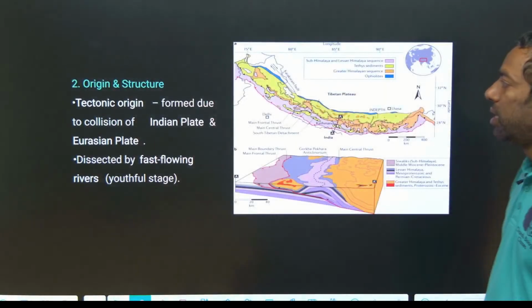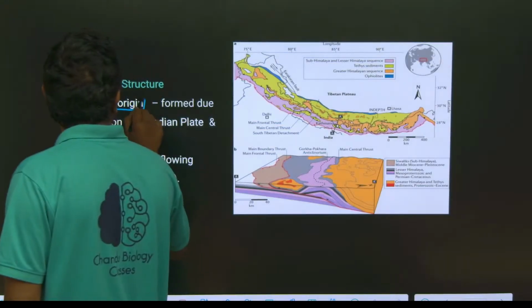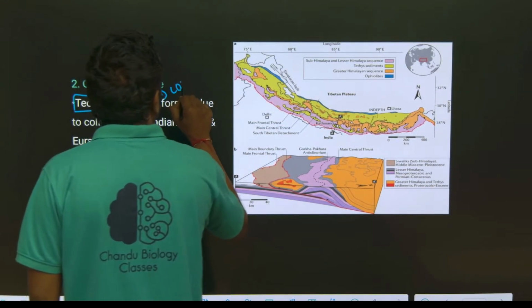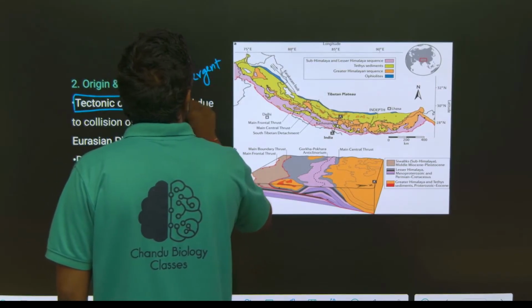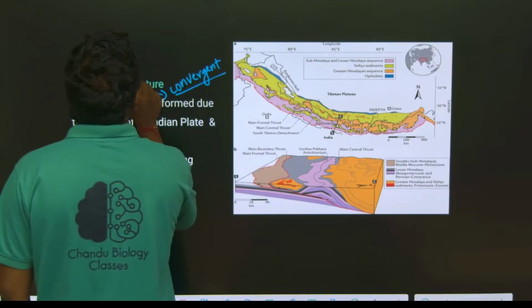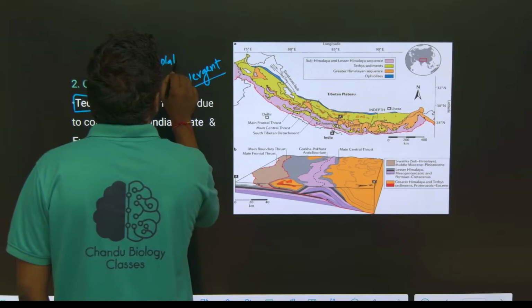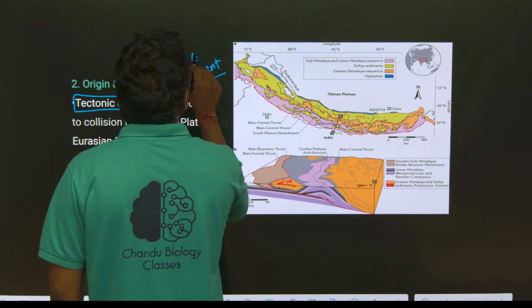And next, the origin and structure of the Himalayas. The origin is plate tectonic activity, that is convergent plate tectonic activity, between the Indian plate and the Eurasian plate.